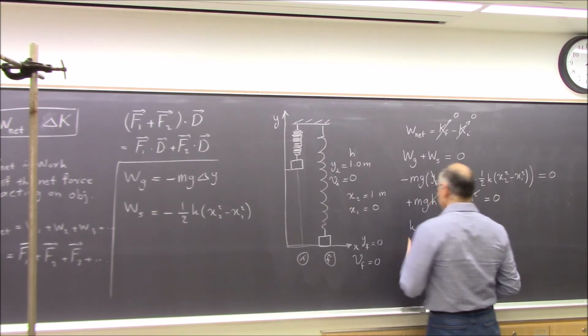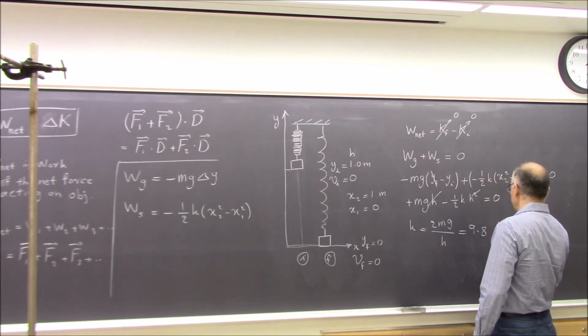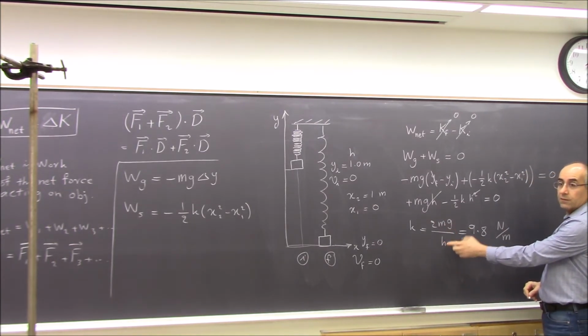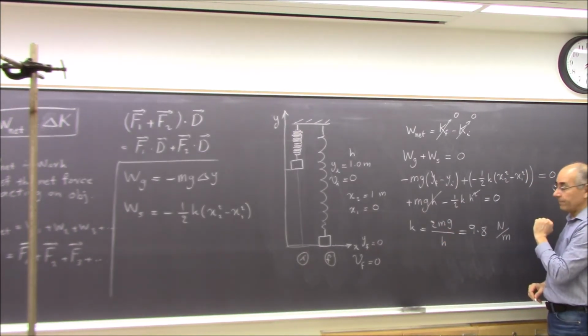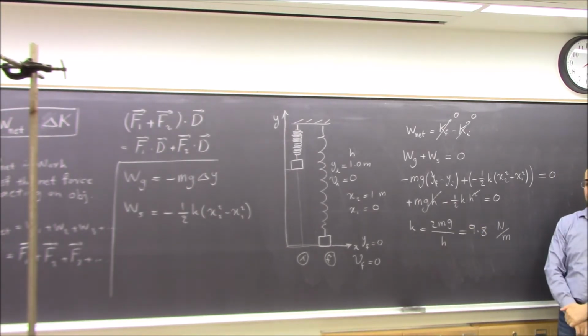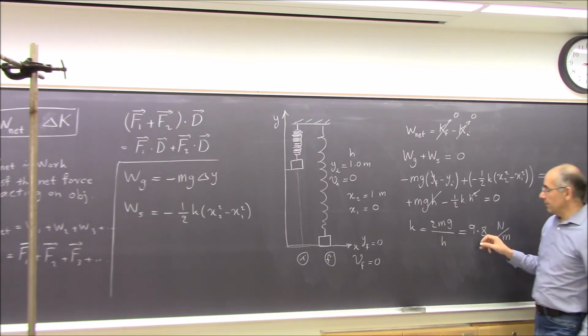9.8, but the unit of k is Newton per meter. If you follow the units, you see this is Newton, this is meter. It's Newton per meter. So 9.8 Newton per meter, because it has the same number as g. Right? So that's k.